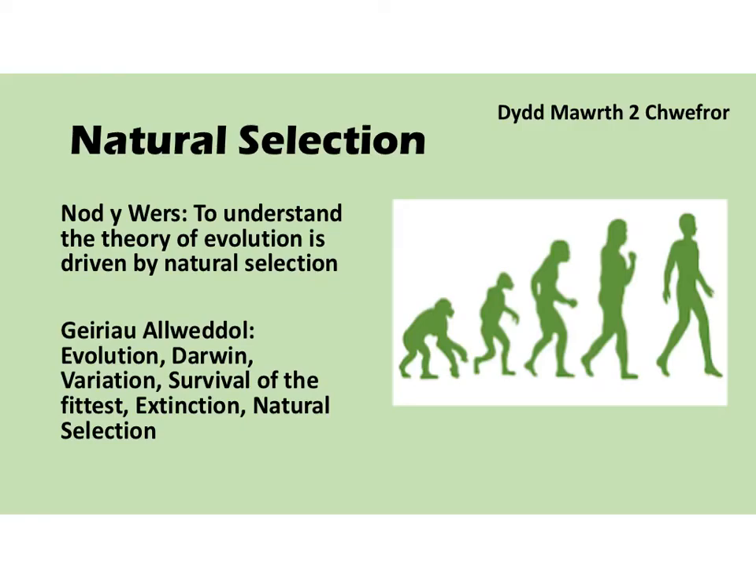So today is Dydd Mawrth, 2 Chwefror, and the lesson today is about natural selection. The learning objective for today is to understand the theory of evolution and that it's driven by natural selection. And the keywords for today are evolution, Darwin, variation, survival of the fittest, extinction, and natural selection.